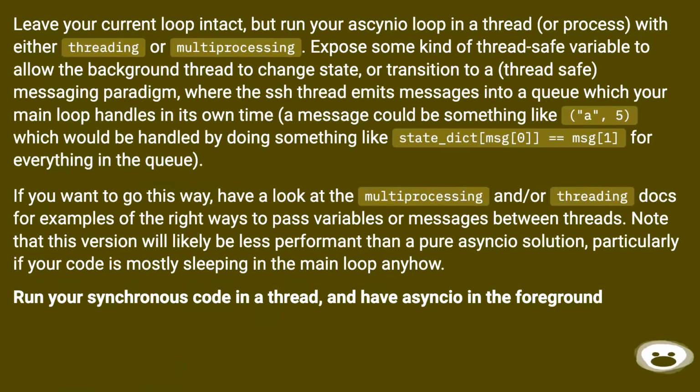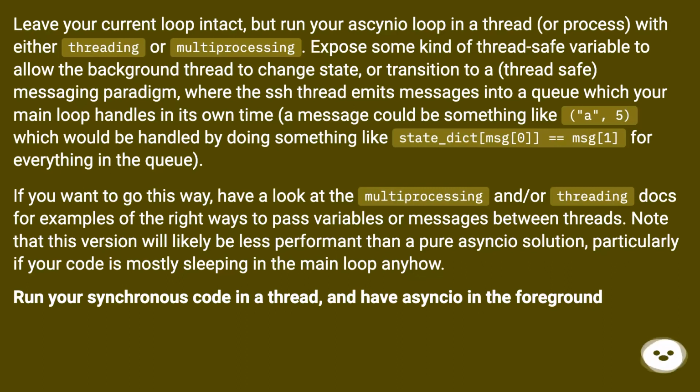Run your asyncio loop in a thread. Leave your current loop intact, but run your asyncio loop in a thread, or process, with either threading or multiprocessing. Expose some kind of thread-safe variable to allow the background thread to change state, or transition to a thread-safe messaging paradigm, where the SSH thread emits messages into a queue which your main loop handles in its own time. A message could be something like (A, 5), which would be handled by doing something like state_dict[message[0]] = message[1] for everything in the queue.